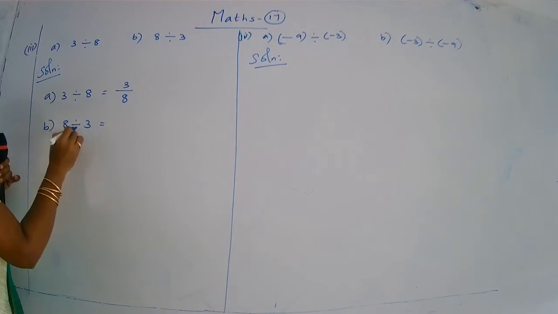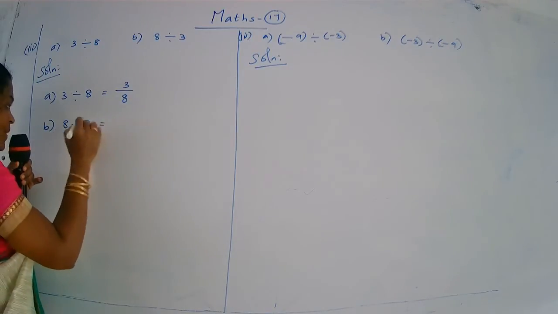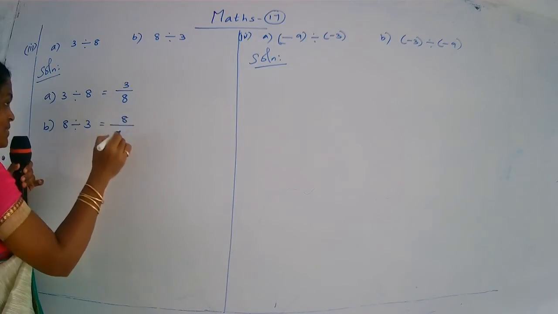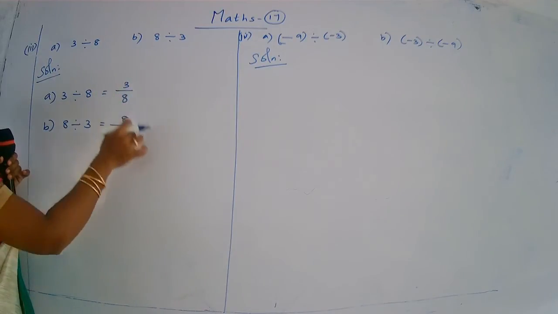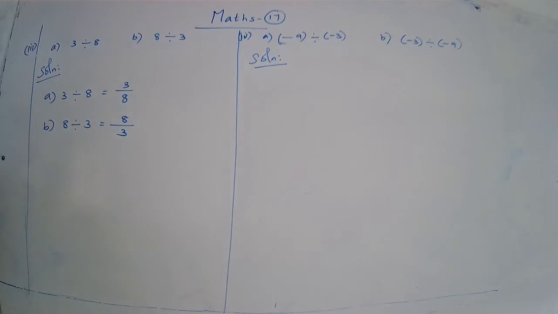Your A part is minus 9 divided by minus 3. Minus 9 divided by minus 3 can be written as minus 9 upon minus 3. Now you see here, minus divided by minus cancel. Minus and minus cancel, okay children?